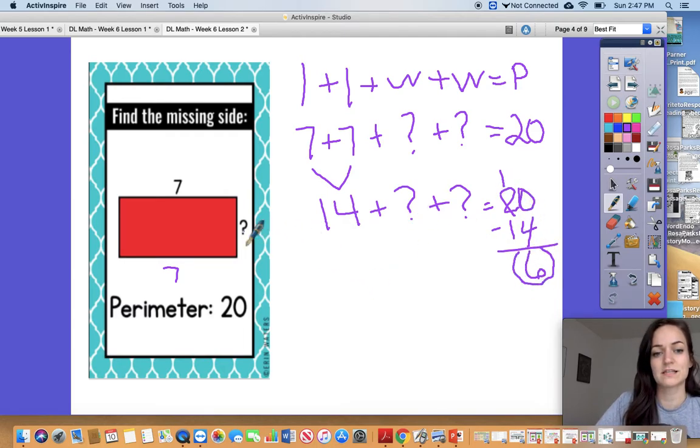So this side plus this side is 6. I'm not saying that just this side alone is 6. That number will be too big. I have to split it now. This side plus this side equals 6.